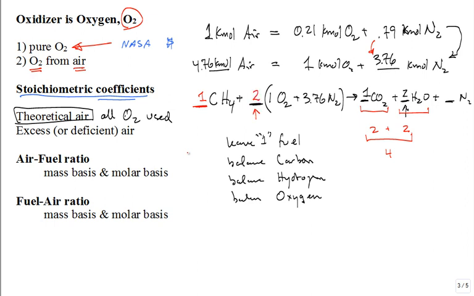Now the very, very last is to balance the nitrogen. Okay, let's balance the nitrogen. How many nitrogens do I have? I have 2 times 3.76. 7.52. So over here I have 7.52 N2s.